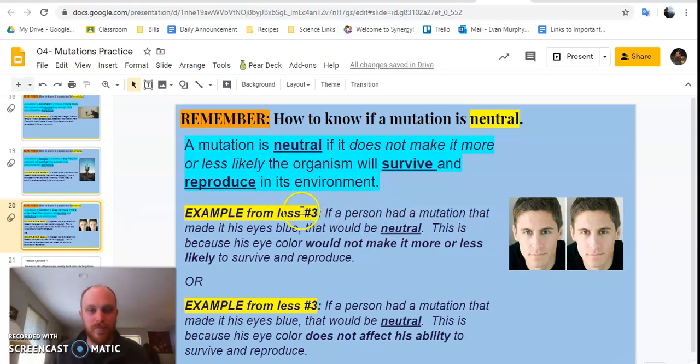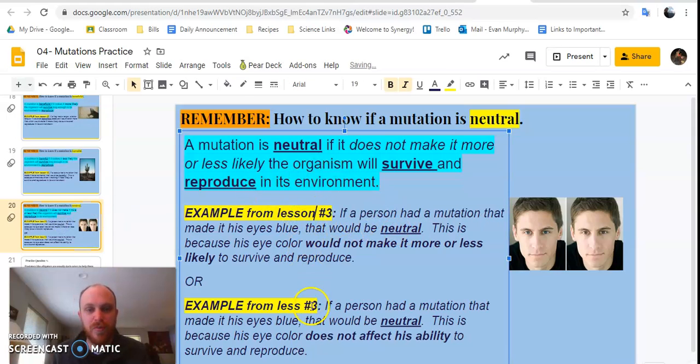And then we have neutral mutations. A neutral mutation is one that does not make it more or less likely to survive. It just is. So an example would be a mutation that gives you blue eyes, like me. It actually doesn't help me or hurt me to reproduce, to survive. No one's like, oh my gosh, I can't run as fast as a bear because I have blue eyes.